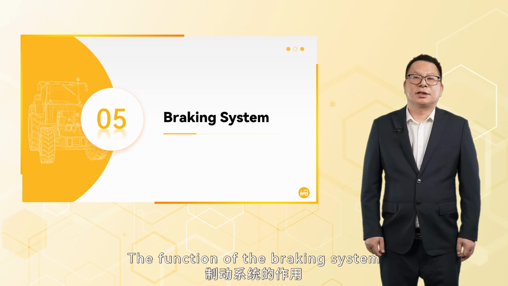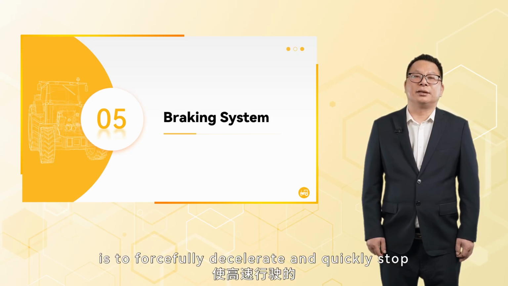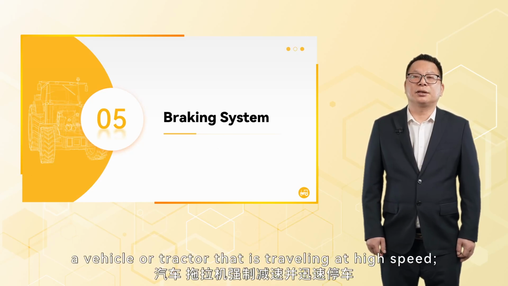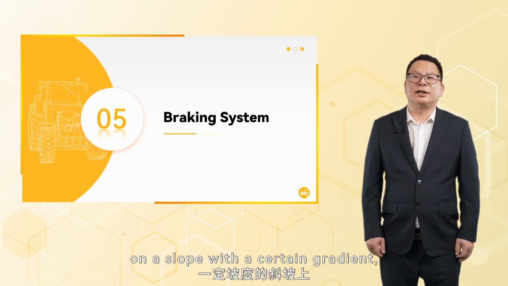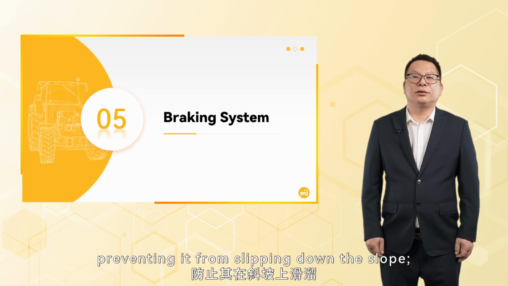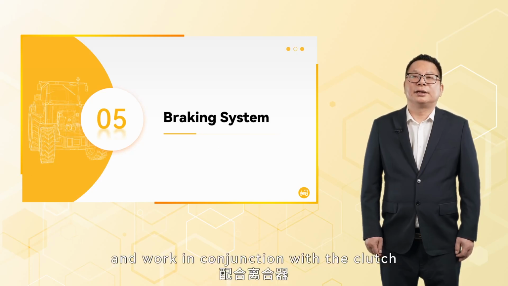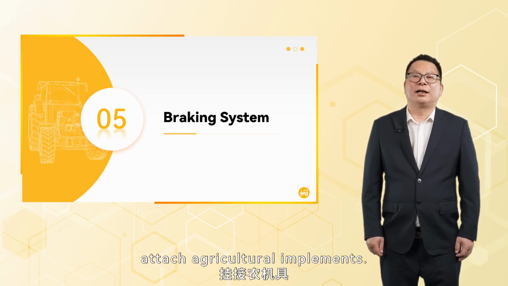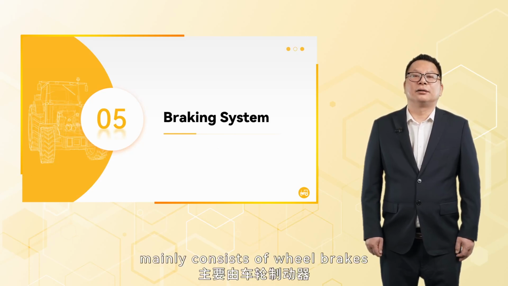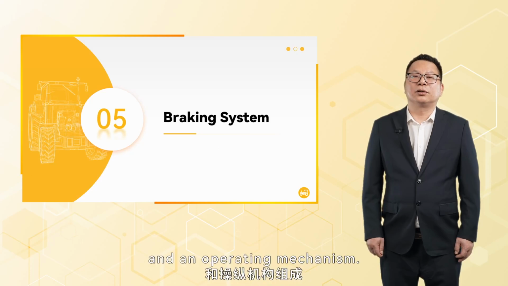Braking system. The function of the braking system is to forcefully decelerate and quickly stop a vehicle or tractor that is traveling at high speed. Ensure that the tractor can stop on a slope with a certain gradient, preventing it from slipping down the slope, and work in conjunction with the clutch to safely and securely attach agricultural implements. The braking system mainly consists of wheel brakes and an operating mechanism.